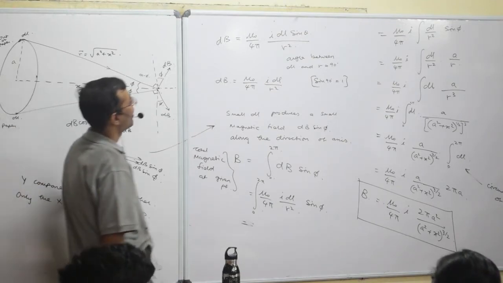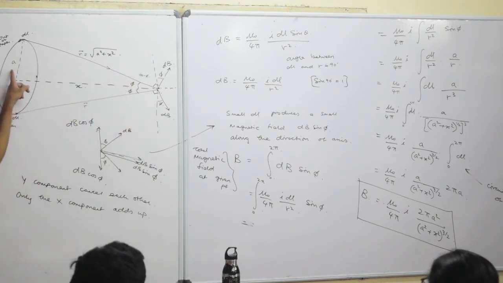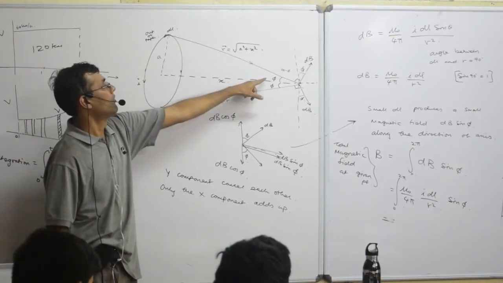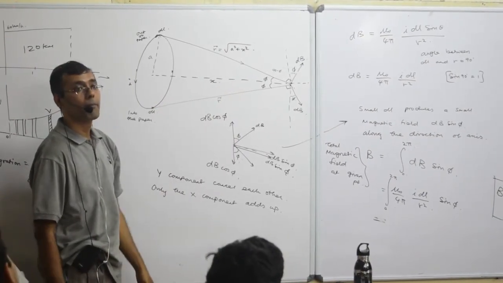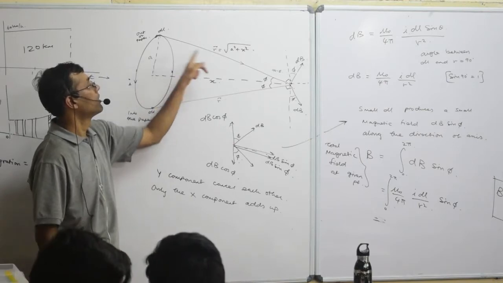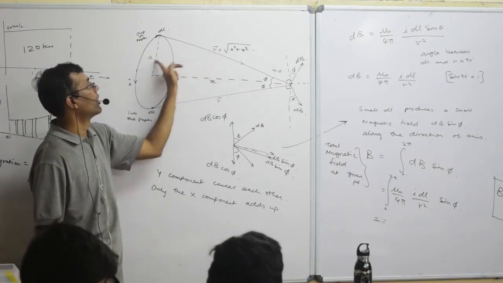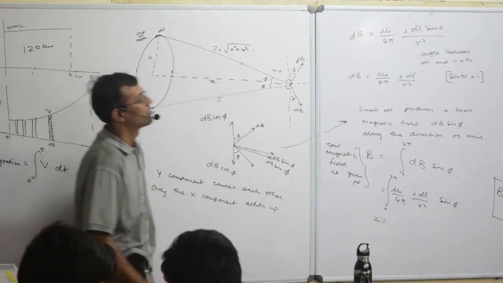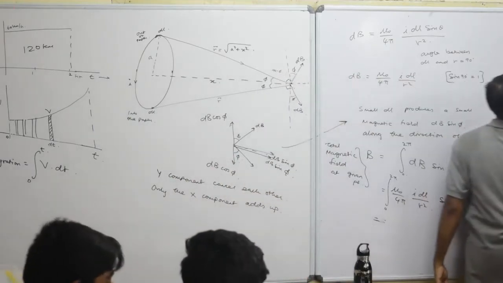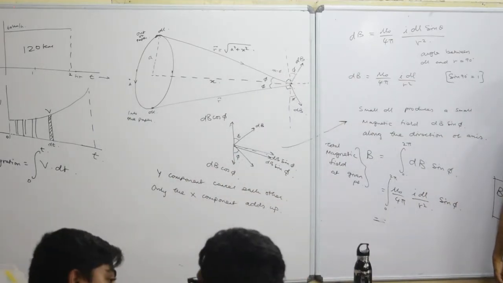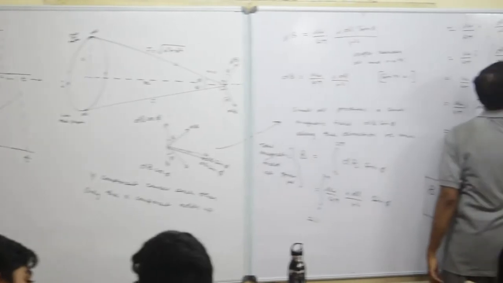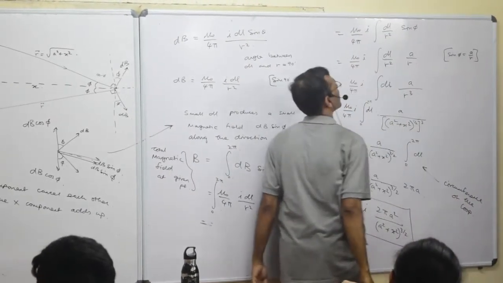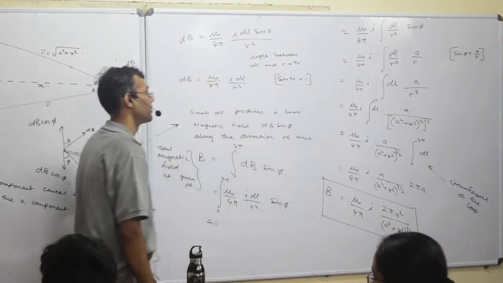A by R. So A is here, X is here, phi is here. So what is sine phi? Opposite by hypotenuse, so A by R. If you want, you can write it down here. So sine phi is equal to A by R.